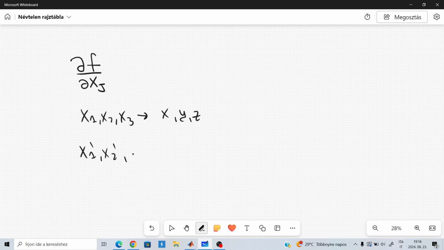In particular, the gradient of a function can be written in index notation, like the derivative of f with respect to xj. So j is the index. We have x1, x2, x3, and they can be thought of as x, y, z. In the new coordinate system, we have new variables x1 prime, x2 prime, and x3 prime. So in a spherical coordinate system, we have r, theta, and phi.